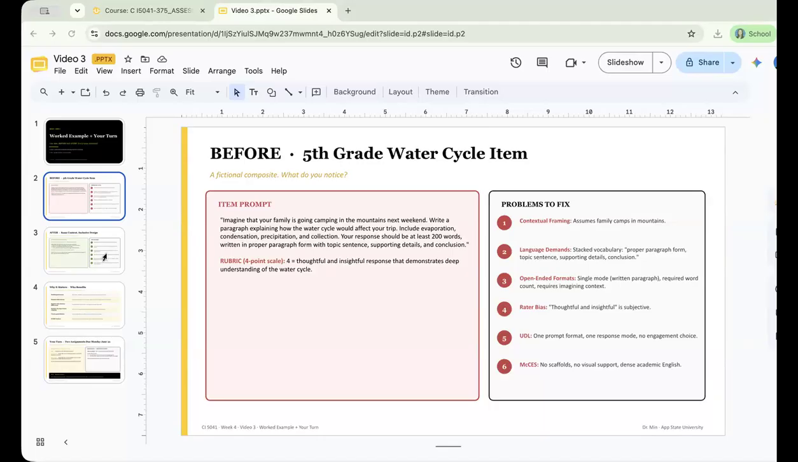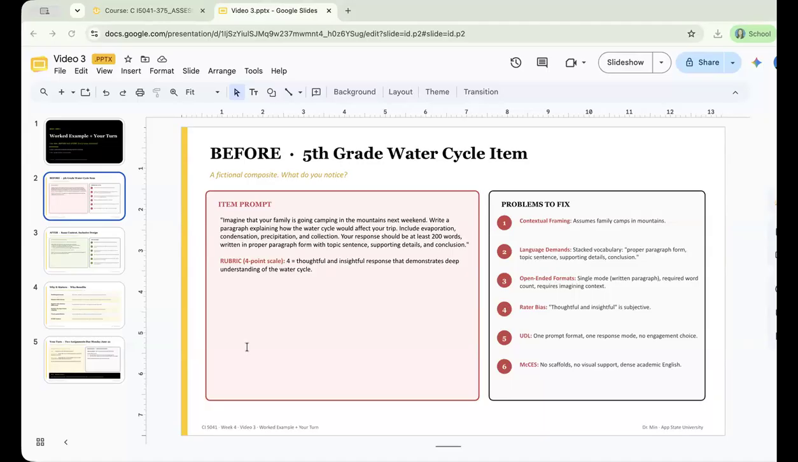Now, on its face, this looks like a perfectly normal science prompt. A teacher could write this in 5 minutes and feel pretty good about it. But look at the panel on the right. Run it through the lenses we have built so far. Problem 1, contextual framing. It assumes the student's family goes camping in the mountains. Some students do, of course, but many don't. For some students, mountains are a place they have only seen in movies. The context is doing exclusionary work right at the entry point.